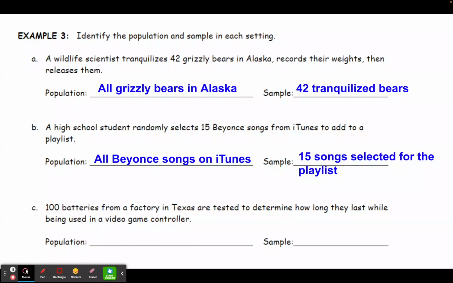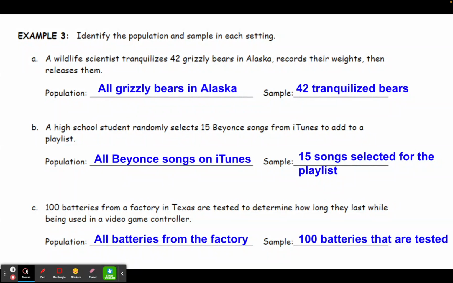In part C, it says 100 batteries from a factory in Texas are tested to determine how long they last while being used in a video game controller. Here, our population is all the batteries from that particular factory, or we could say all the batteries from the factory in Texas. And the sample is the 100 batteries that are tested. And that's often how quality control works in factories. They can't test everything that's made, but they take a small sample from across the factory and test those and use those to get an idea of the quality of all the products produced.